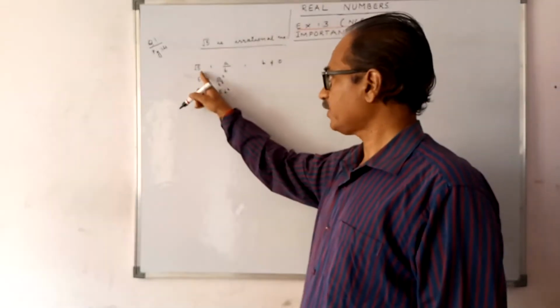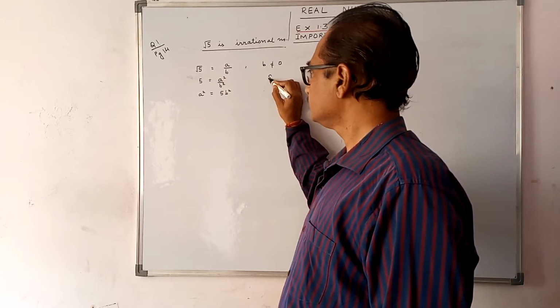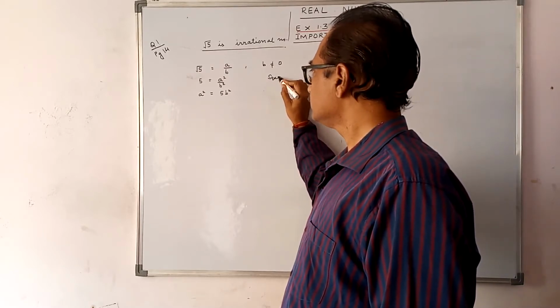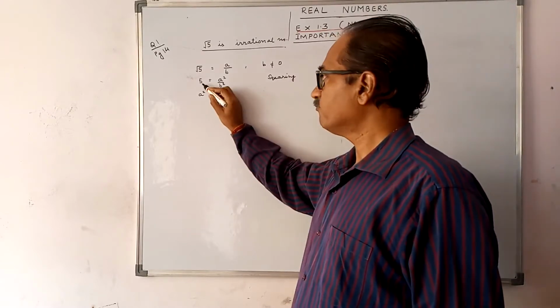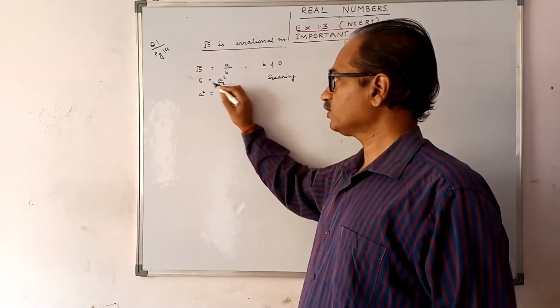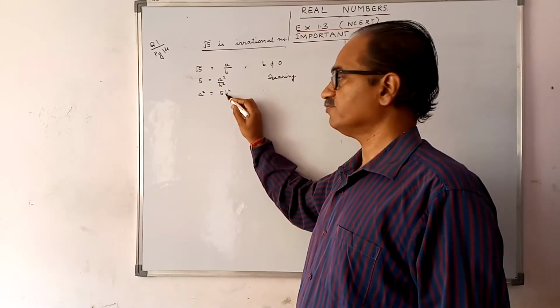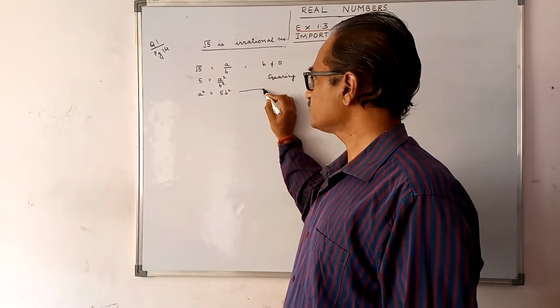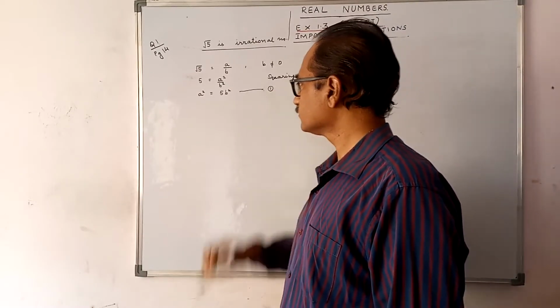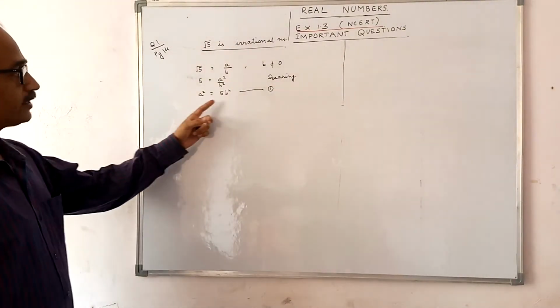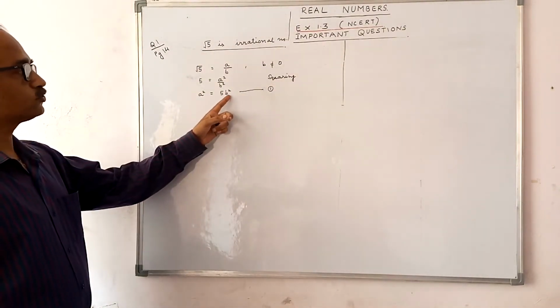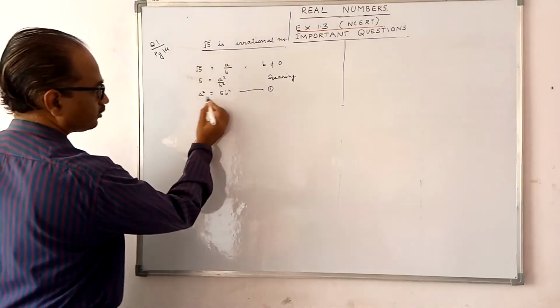Now squaring both the sides of root 5 equals a upon b, 5 is equal to a square upon b square. Cross multiplying, a square is equal to 5b square. Let this be equation number 1. Now, a square is equal to 5 into b square. That means 5 is a factor of a square.